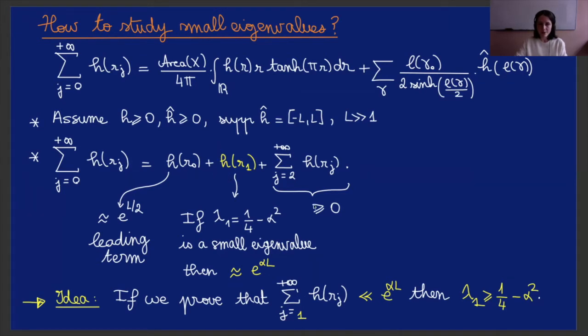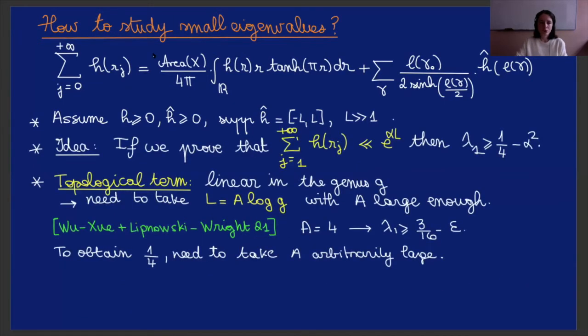So what you can observe is that if you can prove that this part of the sum, so the sum starting at 1, you forget about the leading term, you remove it because it's hiding away what's happening. So you remove the leading term, and if you can prove that the rest of the sum is a lot smaller than exponential of alpha L, then it means that you can't have this contribution. And hence it means that lambda 1 has to be at least a quarter minus alpha squared. So it gives you a lower bound on lambda 1. So you need to prove a bound on this quantity.